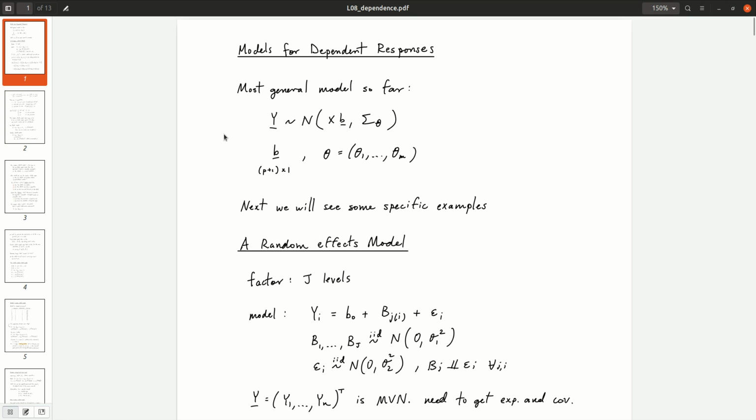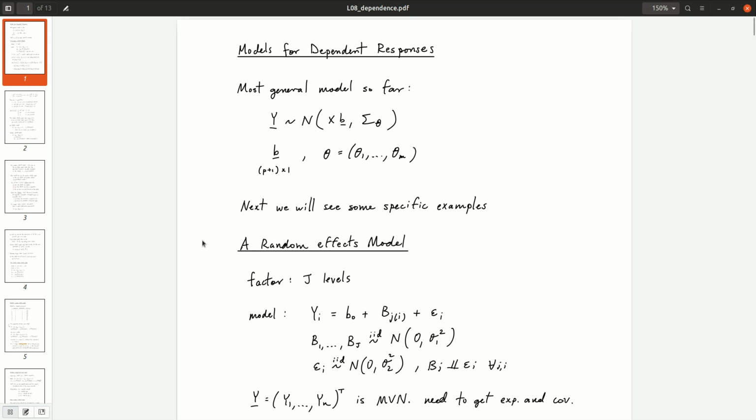Our most general model so far is this: y is multivariate normal. When we specify multivariate normal, you have the mean vector and the covariance matrix. We've assumed that the mean vector is linear as a function of some covariates, which are contained in the design matrix X. And then there's a covariance matrix sigma sub theta. So B is going to be the parameters that tell us about the mean, and theta are going to be the parameters that tell us about the covariances. So these two parameters, B and theta, we're thinking of as vectors, with theta having m components.